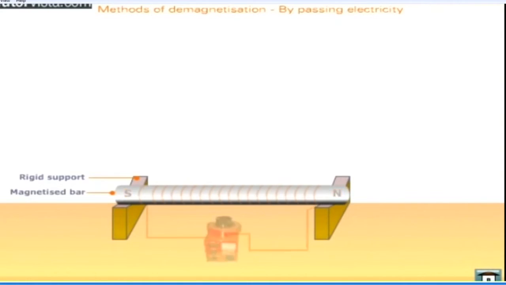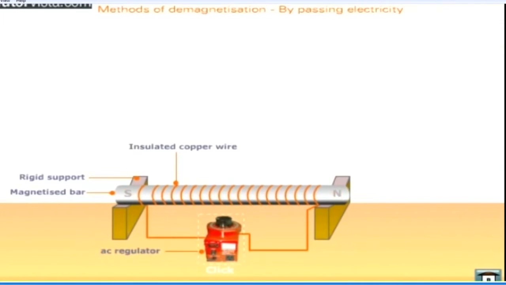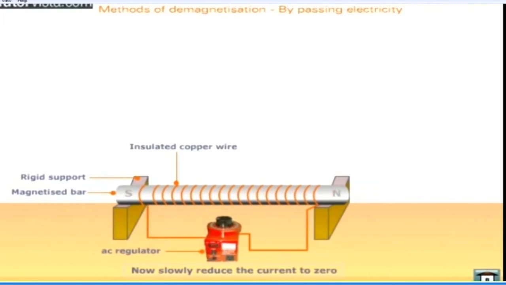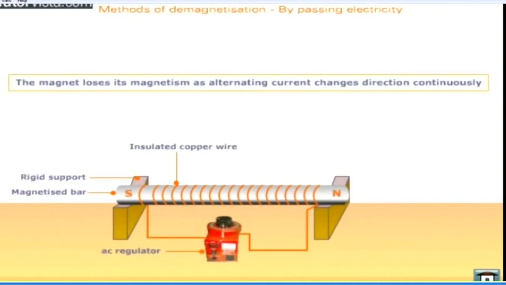The last one here is now the electrical method, the use of electricity. The arrangement is similar to that of magnetization, but now in this particular case, we arrange the material to be demagnetized to face in the east-west direction. We still use insulated copper wire, and then that's the direction of the flow of the current. We have the south and the north pole.